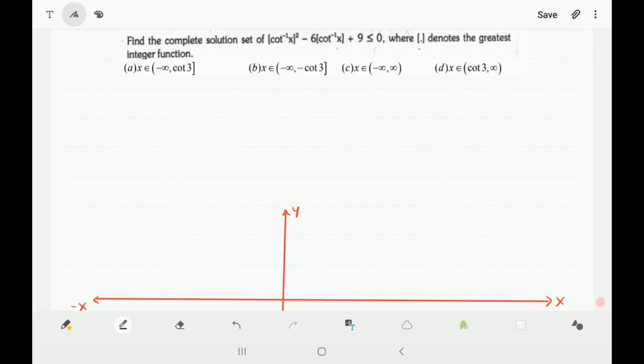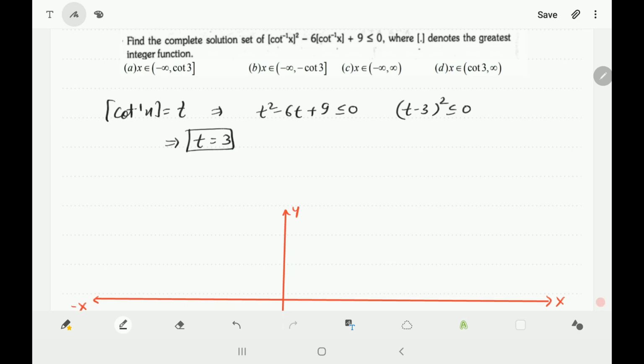In this problem, we have to solve this inequality: greatest integer cot inverse x whole square minus 6 greatest integer cot inverse x plus 9 less than or equal to 0. Let's consider the greatest integer of cot inverse x to be t. Our inequality becomes t square minus 6t plus 9 less than or equal to 0. This gives t minus 3 whole square less than or equal to 0, so t equals 3. Is this clear? So it means the greatest integer of cot inverse x should be equal to 3.